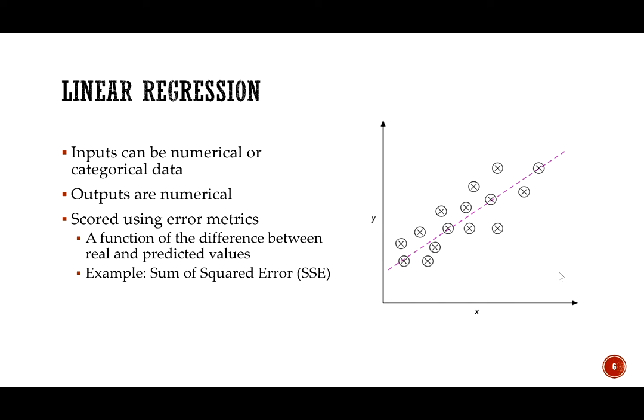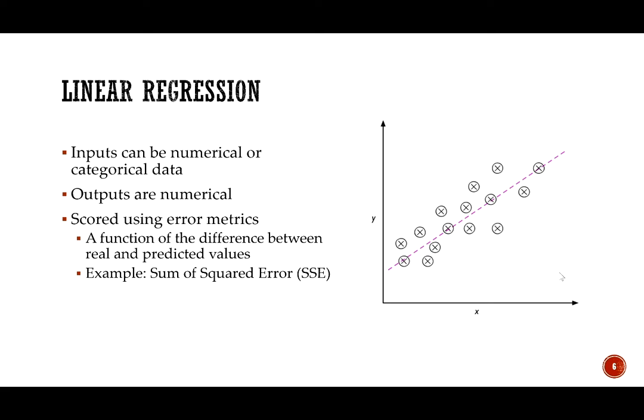Now, to estimate the coefficients of linear regression models, like the beta values in the equation that we just saw, we can use the ordinary least squares method.